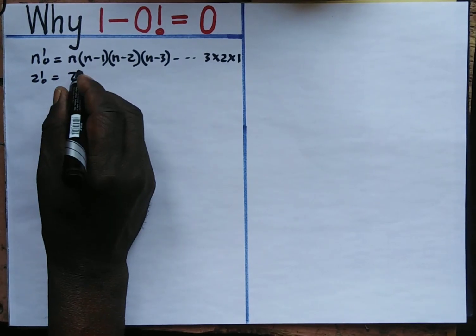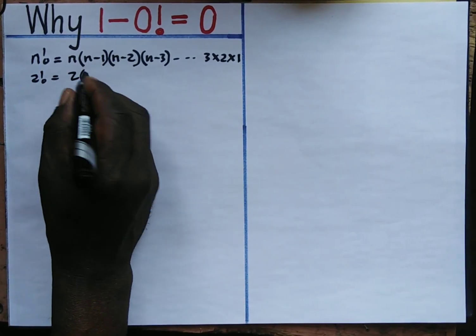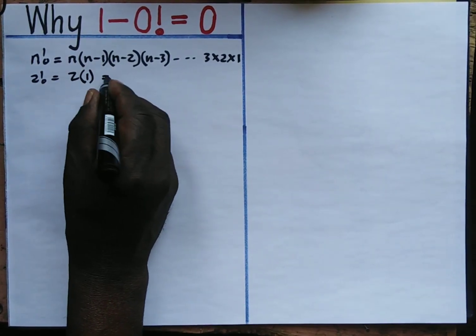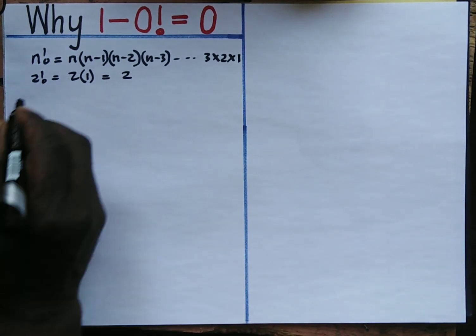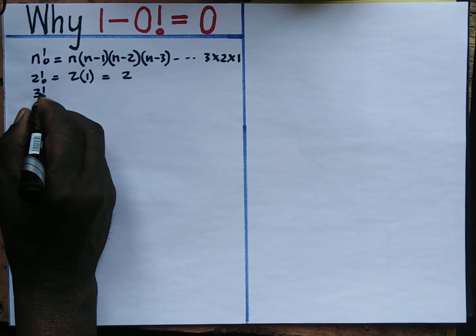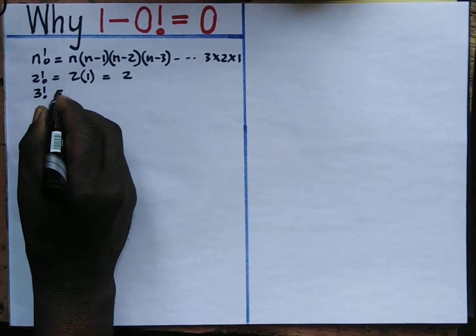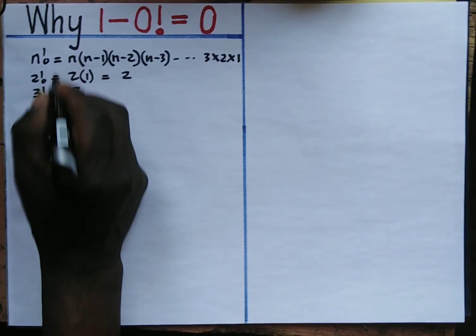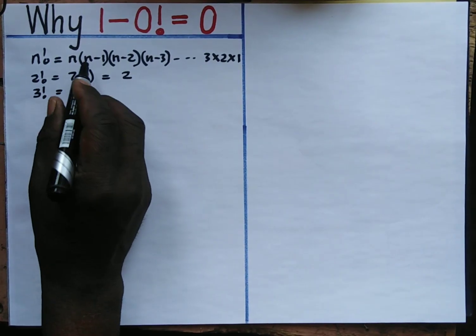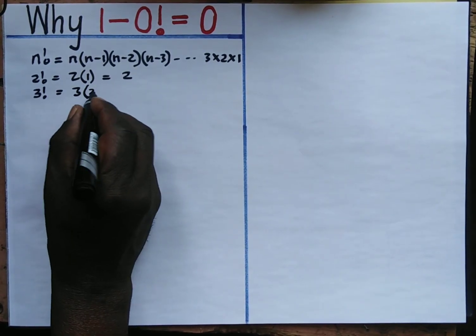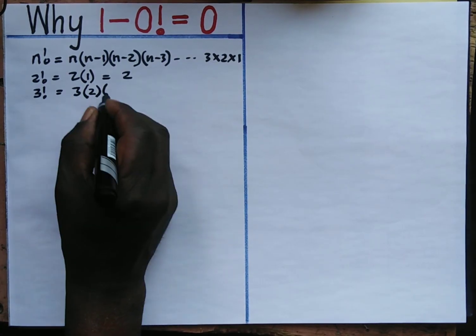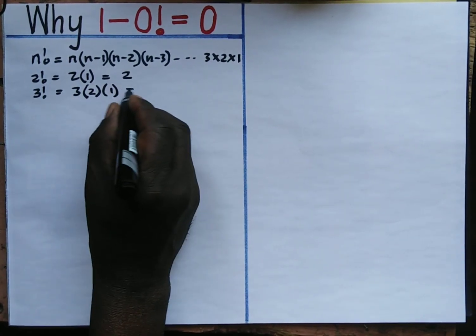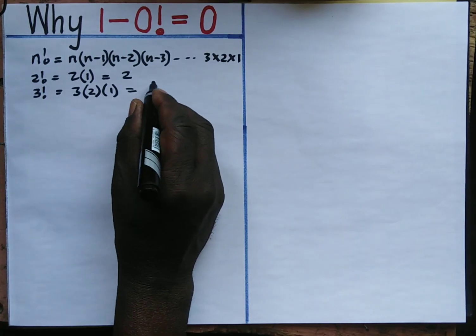For example, if we are given 2 factorial, this is equal to 2, our n is equal to 2, multiplied by 2 minus 1, which is 1, which of course is just 2. Another example, 3 factorial. This is equal to 3, which is our n, multiplied by 3 minus 1, which is 2, multiplied again by 3 minus 2, which is 1, which gives us 3 times 2, which is a 6.